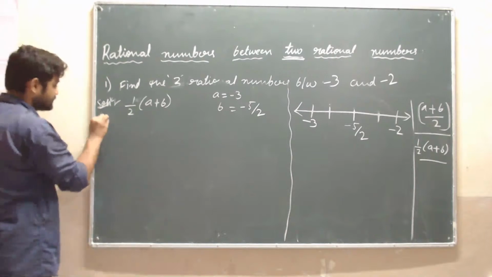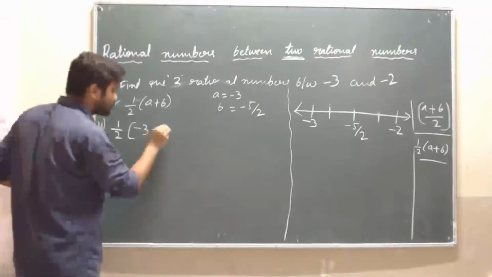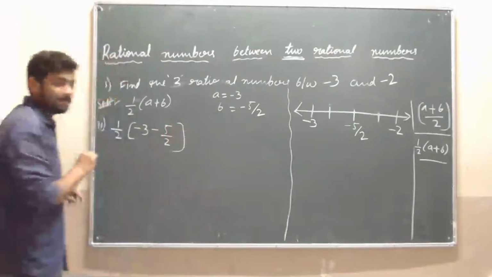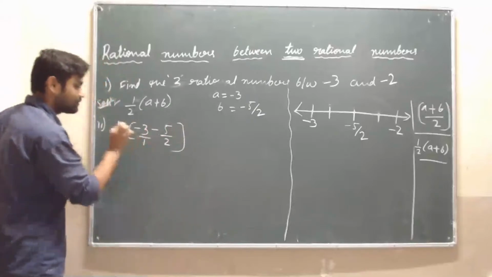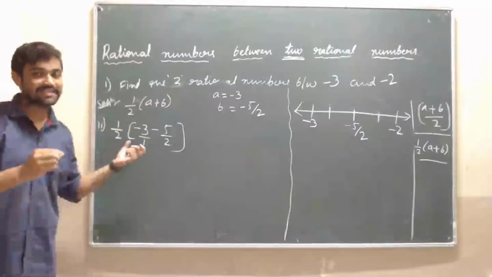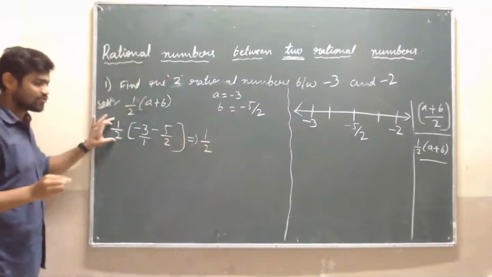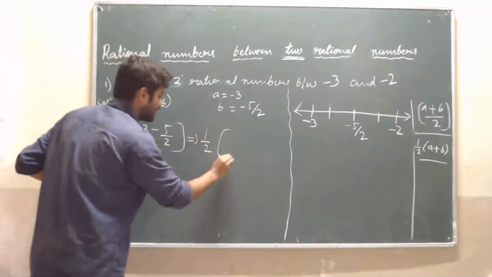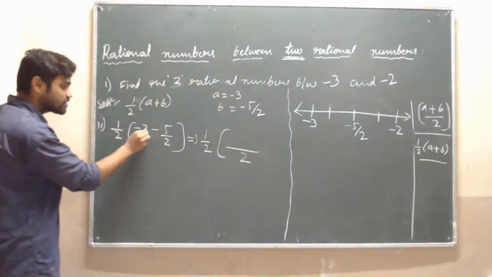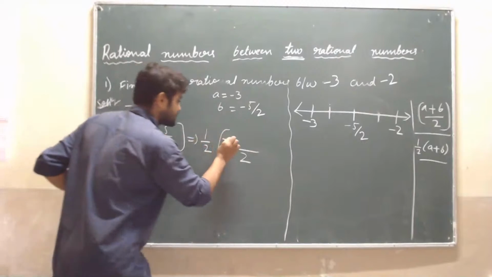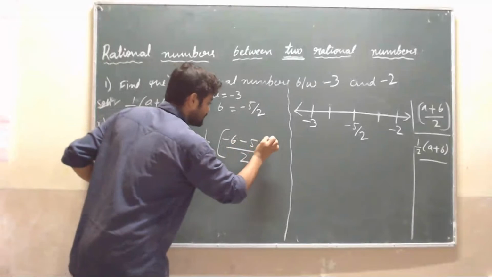Simply, the second one: 1 by 2 as usual, A is equal to -3 and B is equal to -5 by 2. Why, sir? Because plus into minus is minus. Because it is easy to find the LCM. 1 by 2 as usual. Then take the LCM. It is 2. 2 1s are 2, and cross multiply. 2 3s are 6. Which 6? -6. And 1 5s are 5. Which 5? -5.